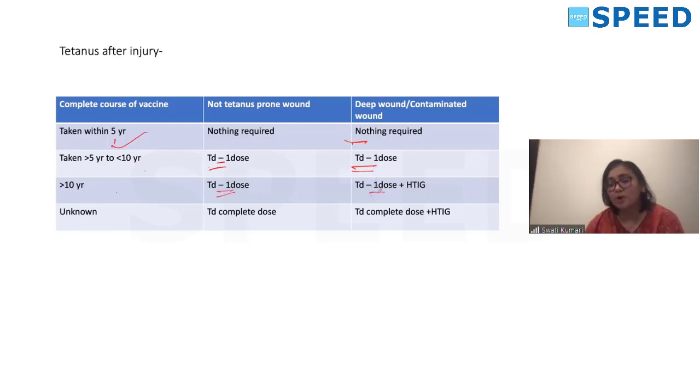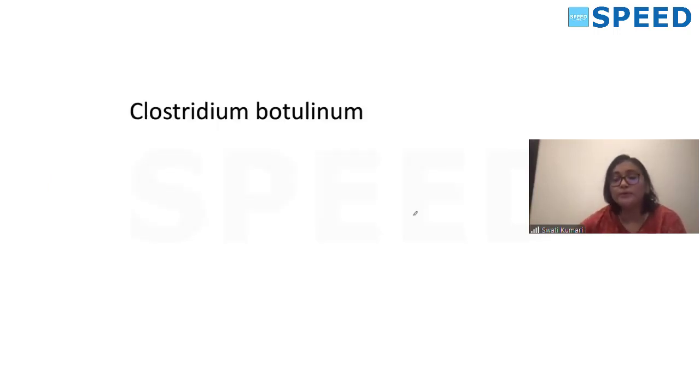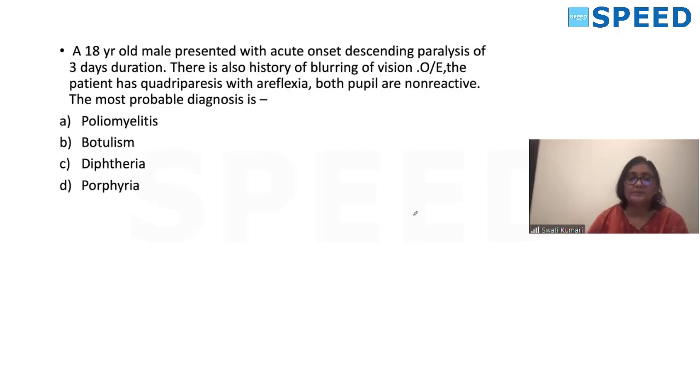Here, 1 dose of tetanus toxoid plus immediate treatment with human tetanus immunoglobulin you have to give. If it's unknown, the patient doesn't remember how long back he has taken it, then you have to give the complete dose. Here also, the complete dose with immunoglobulin you have to give. Okay, now we'll move to another important topic, botulinum.